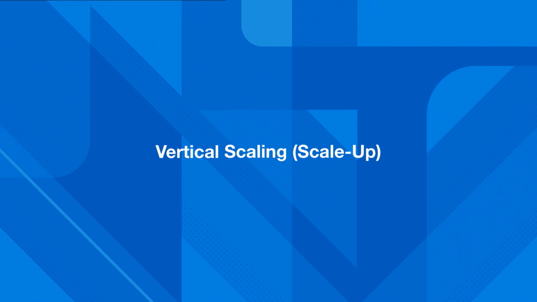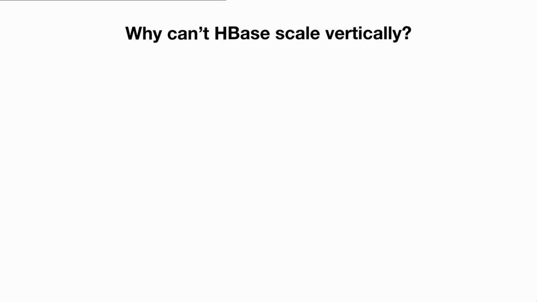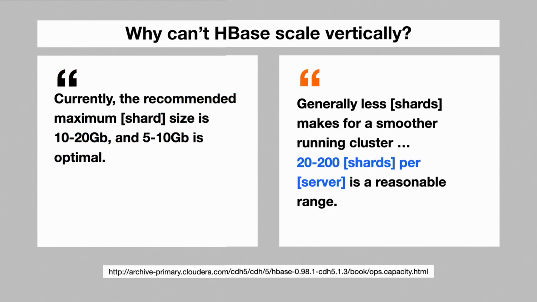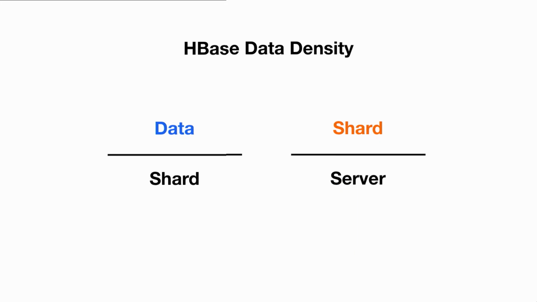I want to spend a bit of time talking about vertical scaling, or scale up. So to start, let's understand why HBase can't scale up. There are actually 2 main limitations that combine to prevent HBase from scaling, inherent in its architecture. I've taken this quote and the quote after this from the official documentation for the version of HBase we run at Indeed. It says that the maximum region size, or shard size, is 10 to 20 gigabytes, and 5 to 10 is optimal. And secondly, that the number of shards per server that's recommended is 20 to 200, mostly because of memory constraints.